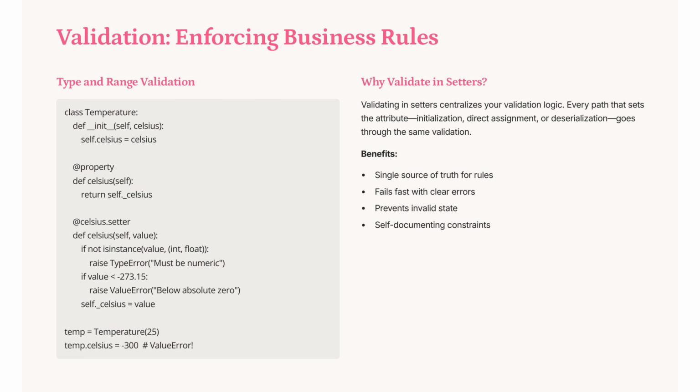Incorporating validation in setters ensures that all attribute assignments adhere to business rules. For instance, the temperature class enforces type and range checks, raising errors for non-numeric values or temperatures below absolute zero. This approach centralizes validation, providing a single source of truth, clear error messages, and preventing invalid states.